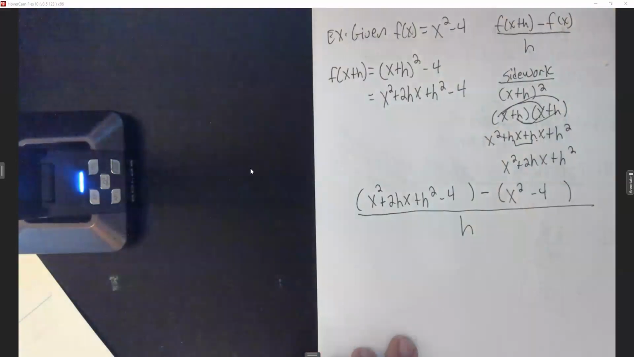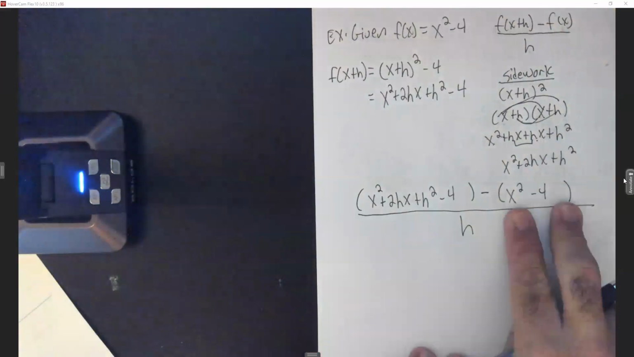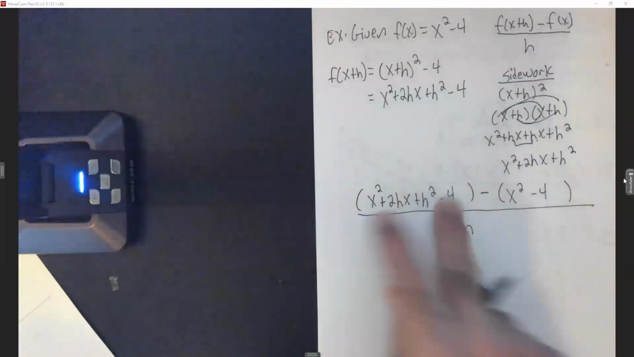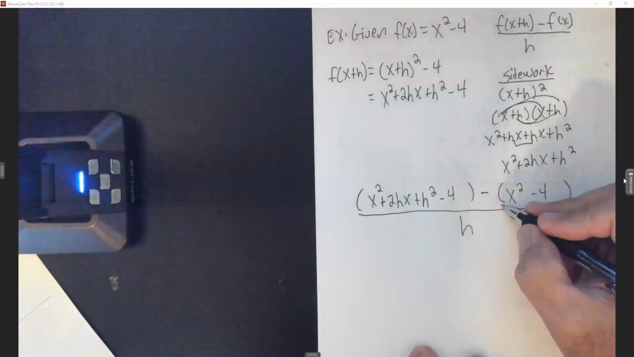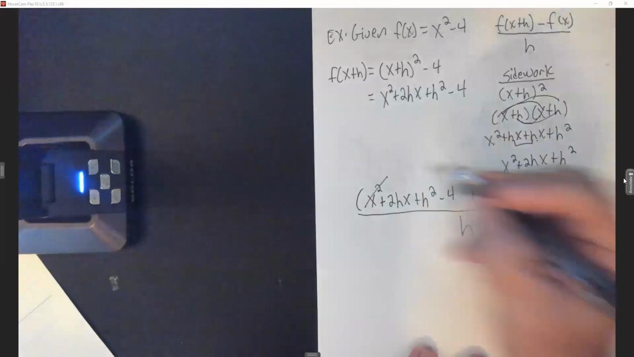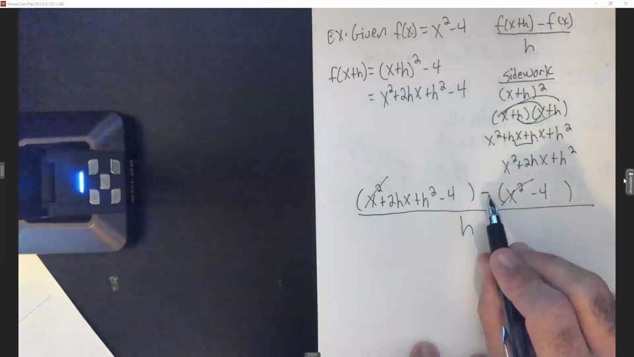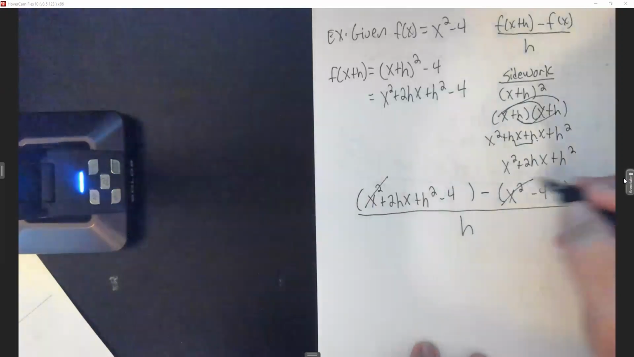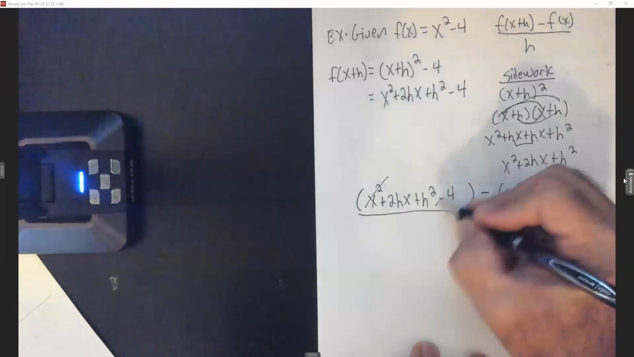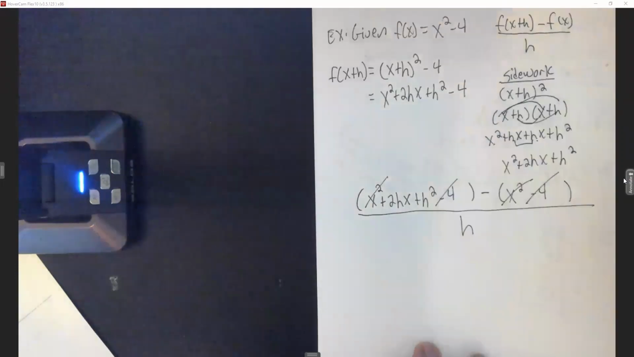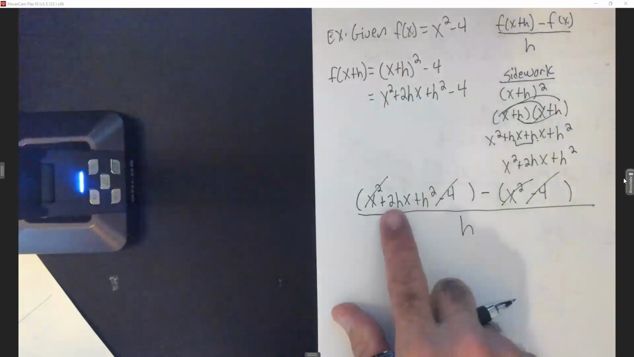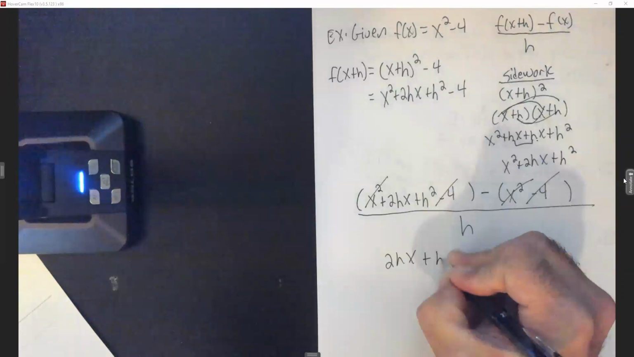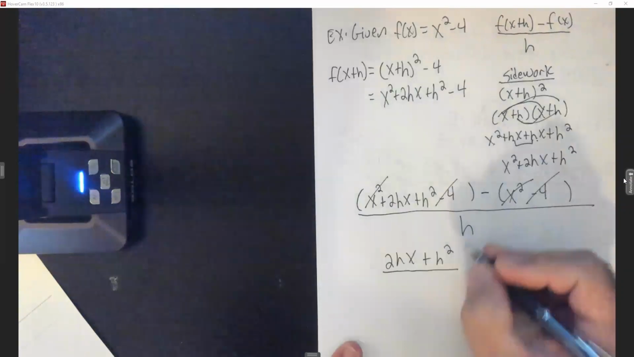So now, remember, everything in the second parentheses will cancel with everything in the first. So the x squared, negative x squared, cancels with the positive x squared. Remember, you're subtracting a -4, which makes it a +4, and that 4 will cancel with that -4. So if you notice, once again, only the h stuff is left. So I got a 2hx plus an h squared will all be over h.